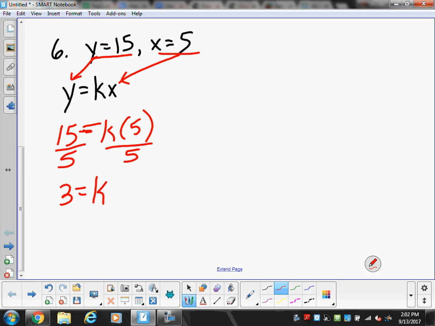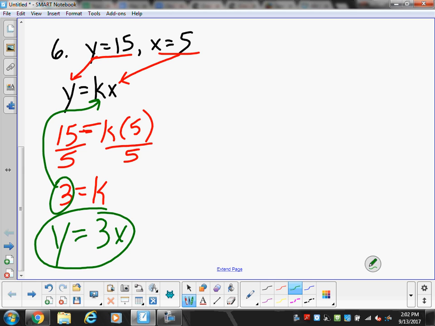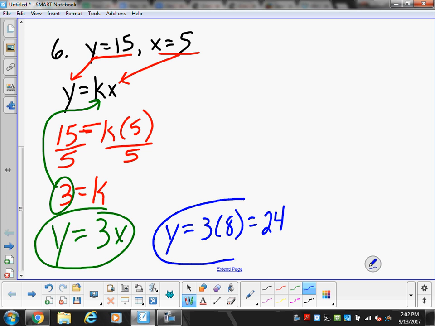So that's what k equals, but that's not what it asks us to find. It asks us to find the equation, which isn't much more difficult. I'm just going to take 3 and plug it in for k up here. So y equals 3x. That's my equation. Then there's another part, and it says find the value of y when x is 8. y equals 3 times 8, so that's 24. So those are the 2 parts to number 6.